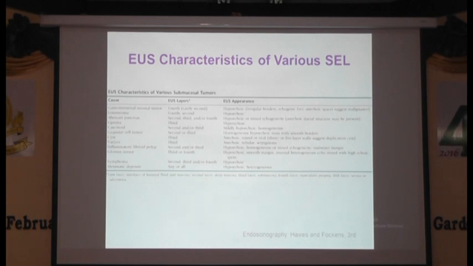This is EUS characteristics of various subepithelial lesions. GIST and leiomyoma are always from the fourth gastric wall layer, and hypoechoic. Aberrant pancreas involves the second, third, and fourth wall layers with mixed echogenicity. The margin is sometimes irregular. Lipoma is a third wall layer origin hyperechoic lesion.